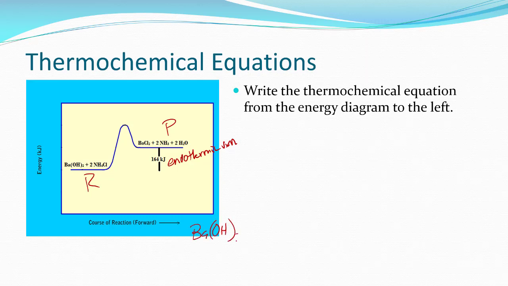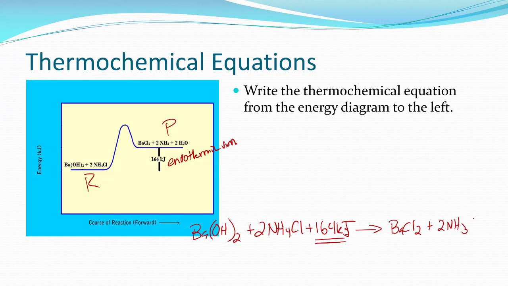Okay? So, if I'm writing the thermochemical equation, I'm going to write it as such. Ba(OH)2 plus 2 NH4Cl. Now, because it is endothermic, it's absorbing the energy before it reacts. So that means I'm going to put the energy, 164 kilojoules, on the left-hand side of the arrow because it's endothermic. If it was exothermic, the energy would go on the right-hand side of the arrow. And so I would write this as BaCl2 plus 2 NH3 plus 2 H2O. And now I have my thermochemical equation for the whole thing.